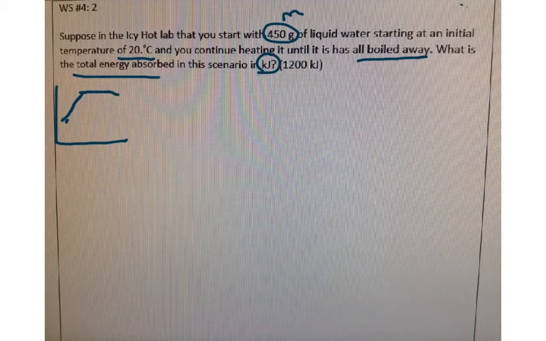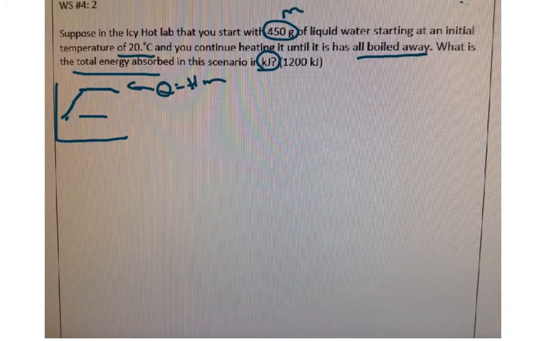Now if I look at this, I am going to have both a Q equals HM, and I am going to have a Q equals MC delta T. And for these, you're going to need to do both scenarios, but you deal with them at separate times.